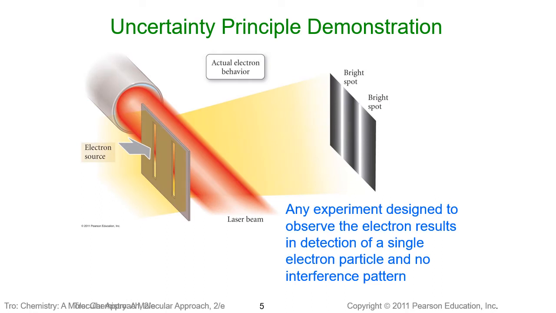If we put a laser behind the two slits that we're passing the electron through, the laser would allow us to see a little flicker in light as the electron went through one slit or the other. As soon as we try to observe it, the electron behaves as a particle. It passes through one slit or the other, and we no longer see the interference pattern. So just the act of observing it forces it to behave as a particle.